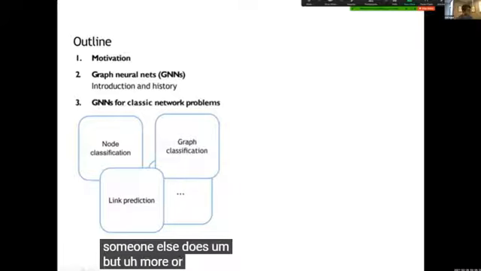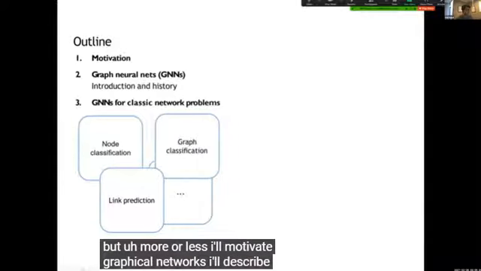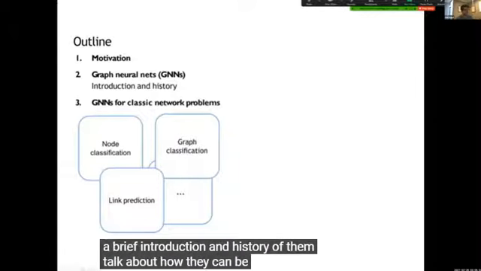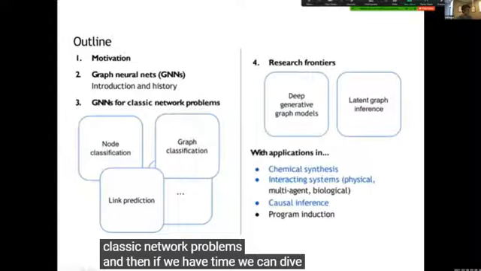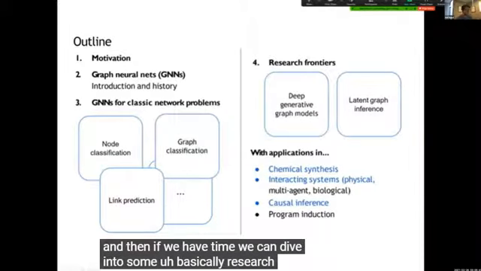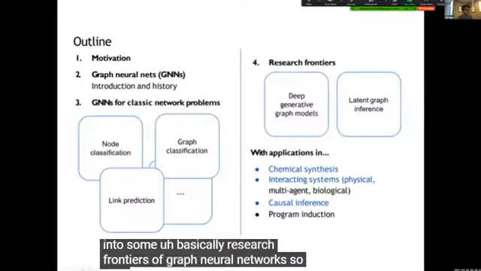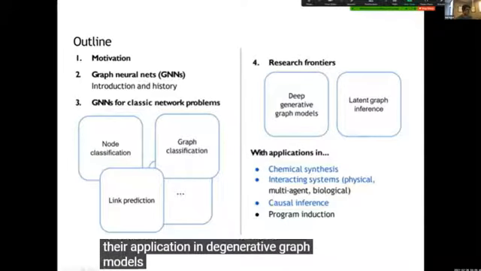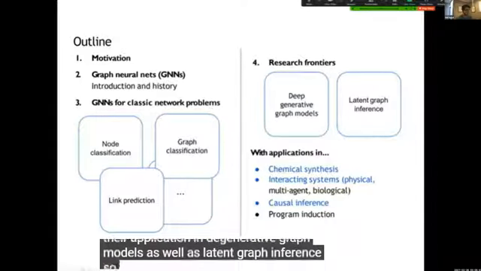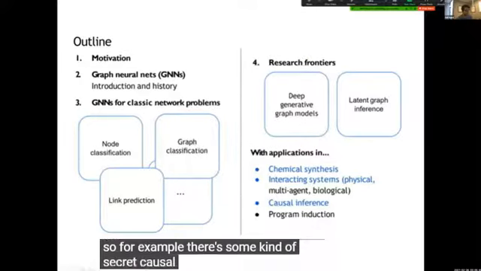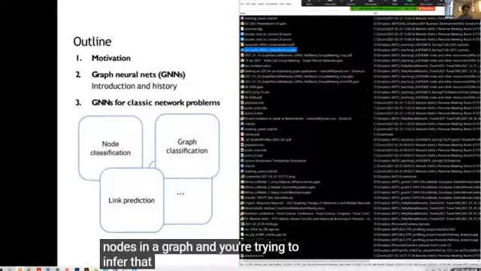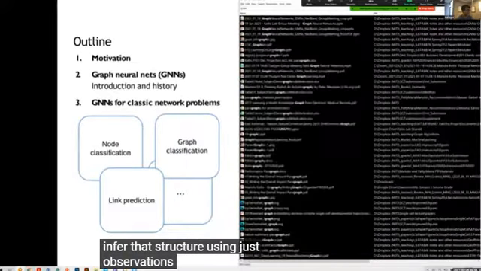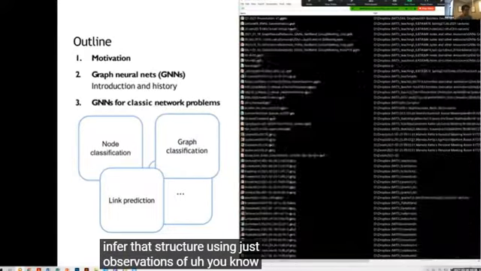More or less, I'll motivate graph neural networks. I'll describe a brief introduction and history of them, talk about how they can be used to solve classic network problems. And then if we have time, we can dive into some research frontiers of graph neural networks: their application in deep generative graph models, as well as latent graph inference. So for example, there's some secret causal structure operating between a bunch of different nodes in a graph, and you're trying to infer that structure using just observations of those nodes.